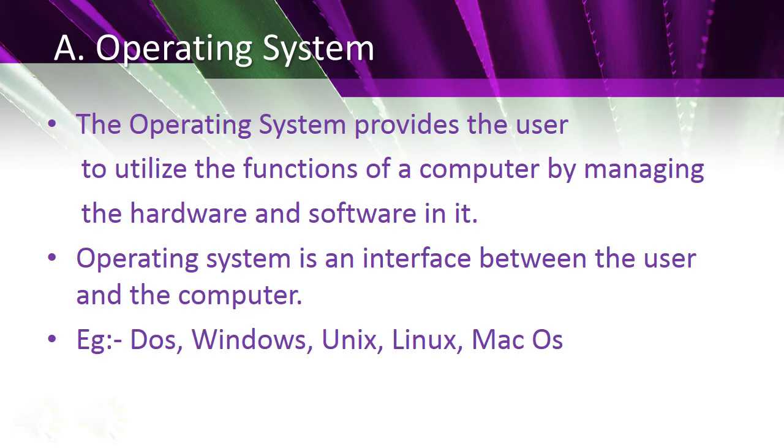Operating system. The operating system allows the user to utilize the functions of a computer by managing the hardware and software in it. Operating system is an interface between the user and the computer hardware. It provides the user interface so the users are able to do their own work. DOS, Windows, Unix, Linux, Mac OS are examples of operating systems.